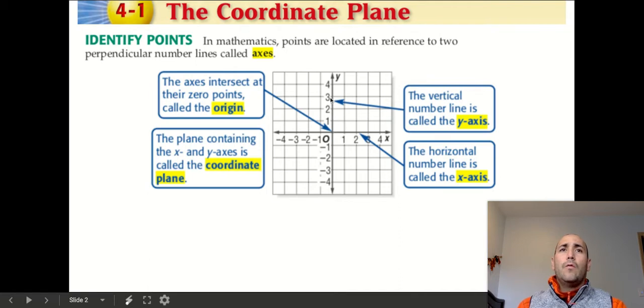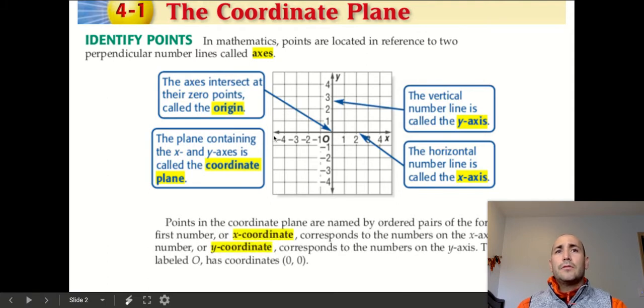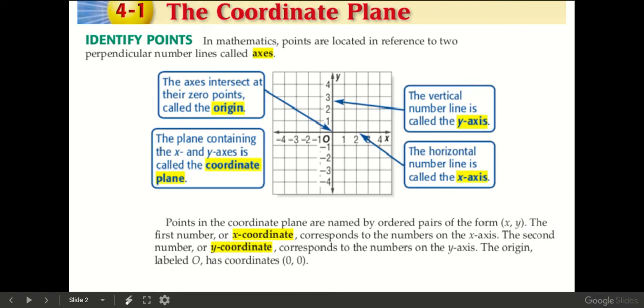As you go up on the y-axis, the vertical axis, numbers get positive. As you go down, numbers get negative. And on the x-axis, as you go to the left, numbers get negative, and as you go to the right, numbers get positive. So points in the coordinate plane are named by ordered pairs in the form of (x, y), right? You have parentheses on the outside, x coordinate first, y coordinate second. The first number, the x coordinate, corresponds to how far left and right the point is. And the second coordinate, the y coordinate, corresponds to how far up and down the point is. And again, the origin is at (0, 0).